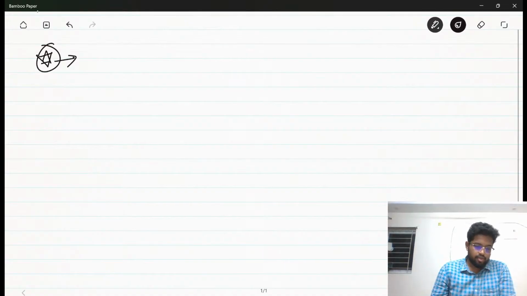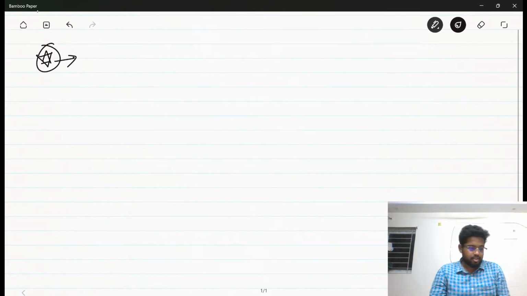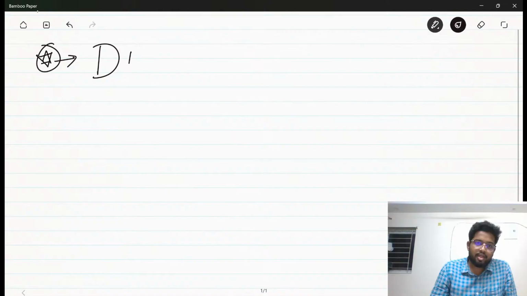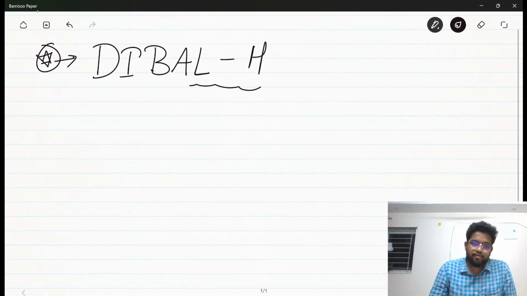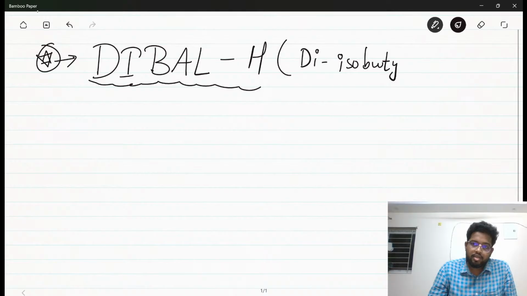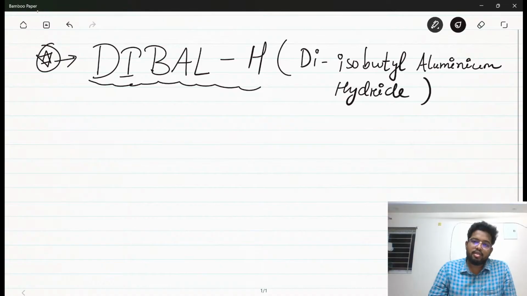Today we'll continue to the next part of this chapter. Today I'll start with DIBAL-H. What is the full form of DIBAL-H? Diisobutyl aluminium hydride. Now, how to draw the structure of this diisobutyl aluminium hydride?